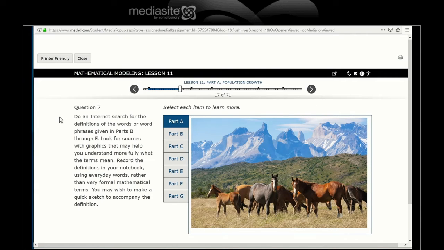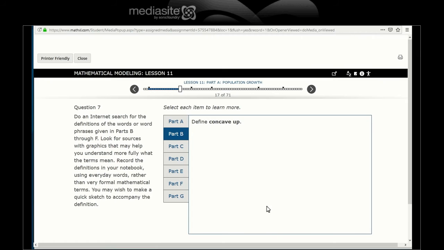Alright, so question 7. Do an internet search for the definition of words or word phrases given in part B through F. Look for sources with graphics that may help you understand more fully what the terms mean. Record the definition in your notebook using everyday words rather than very formal mathematical terms. You may wish to make a quick sketch to accompany the definition. So let's see what the part B term is. In part B, the word is concave up. So let's define concave up.